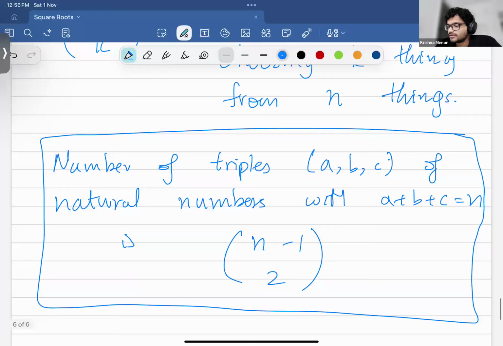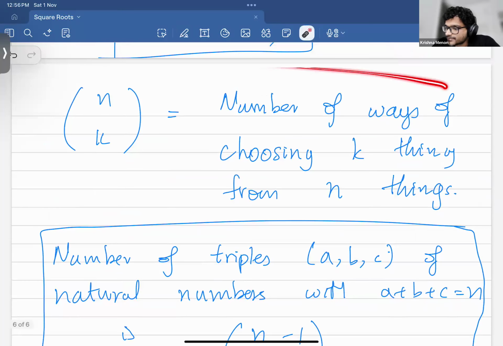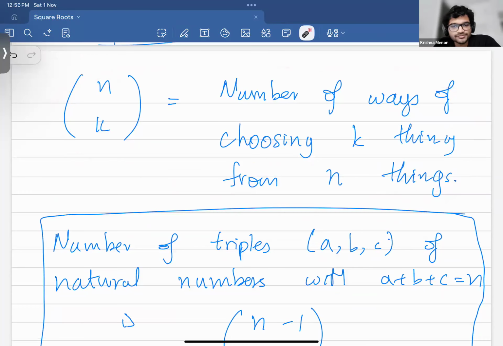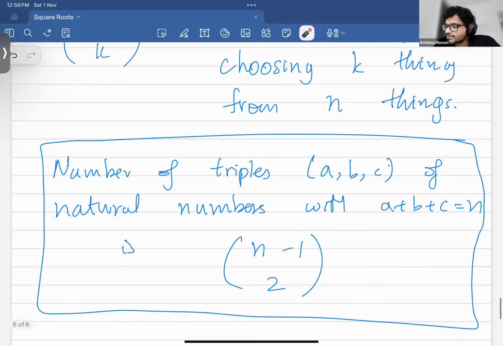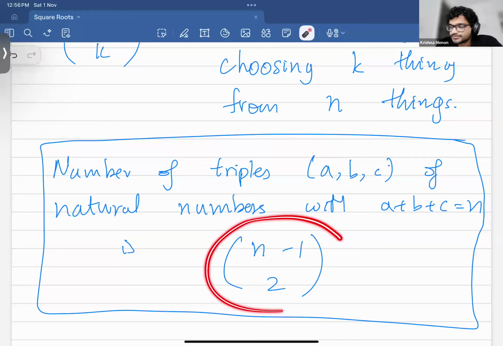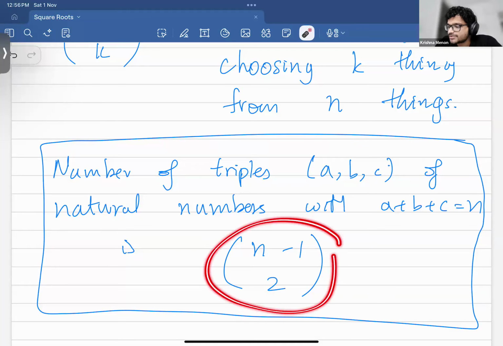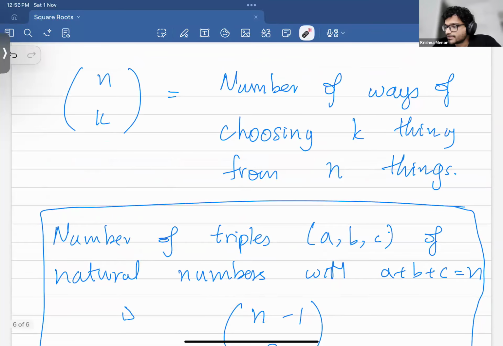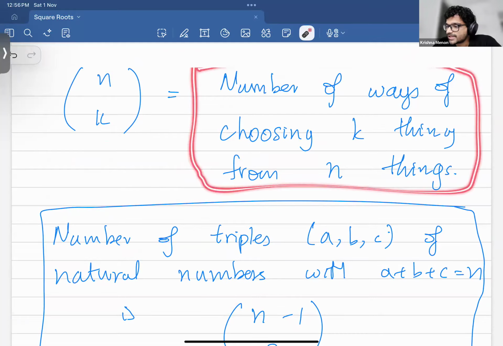But now, does anyone have a proof of this without going through this definition of N choose something? For example, N choose K is the number of ways of choosing K things from N things. So what this statement is saying is the number of ways to write N as this sum A plus B plus C, where A, B, and C are natural numbers, is N minus 1 choose 2.